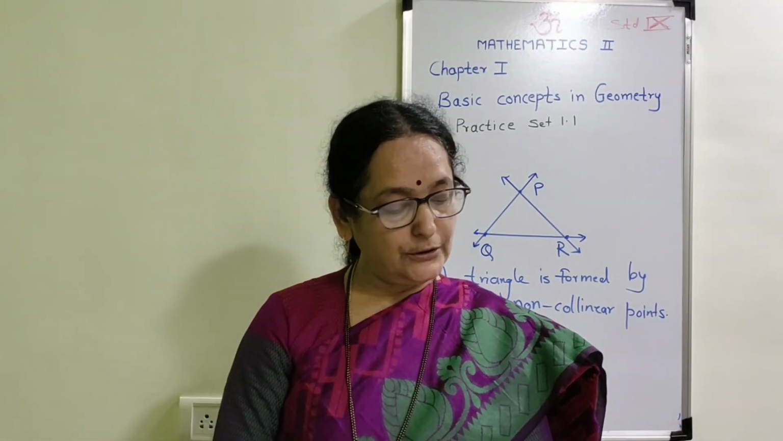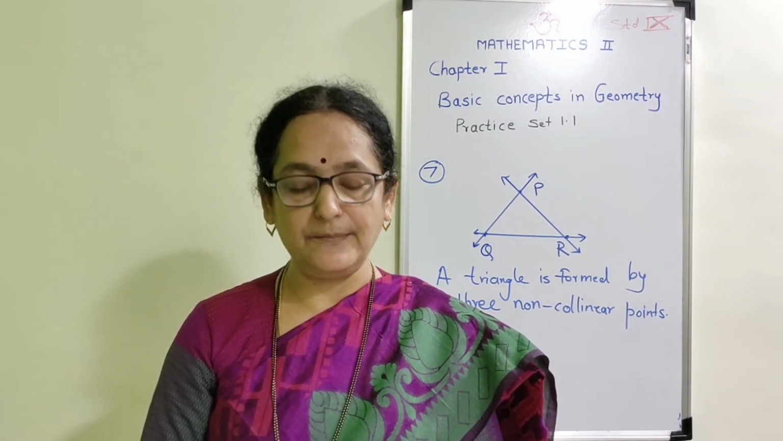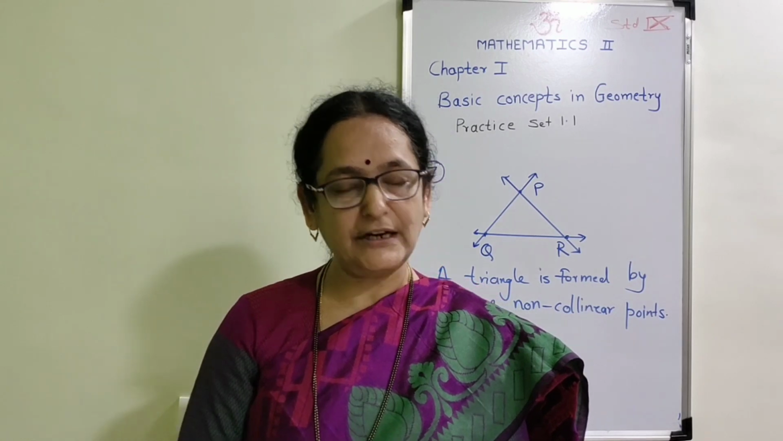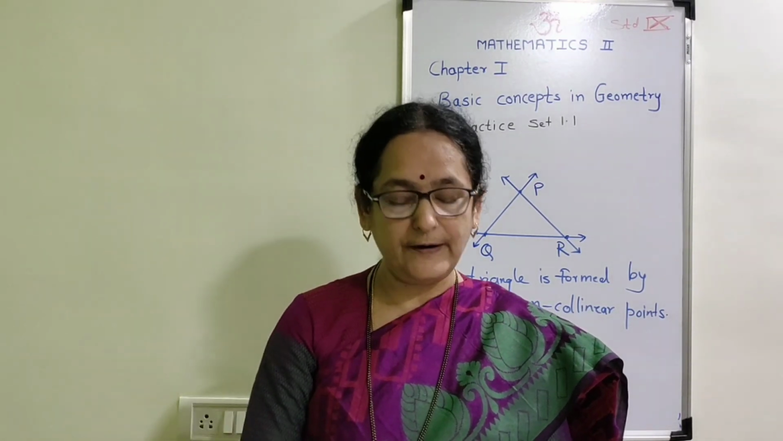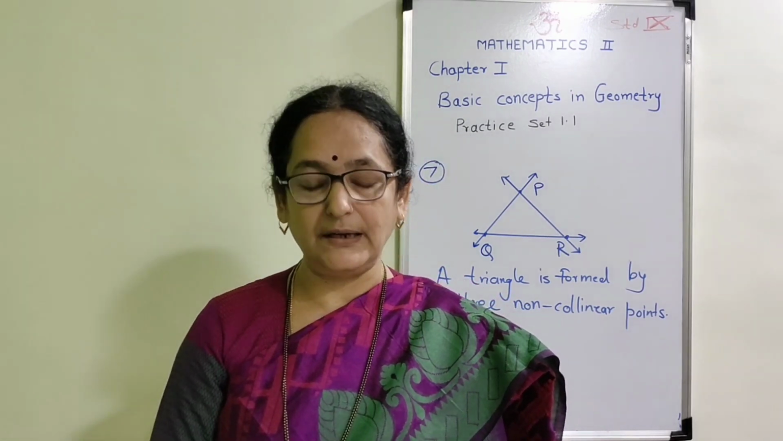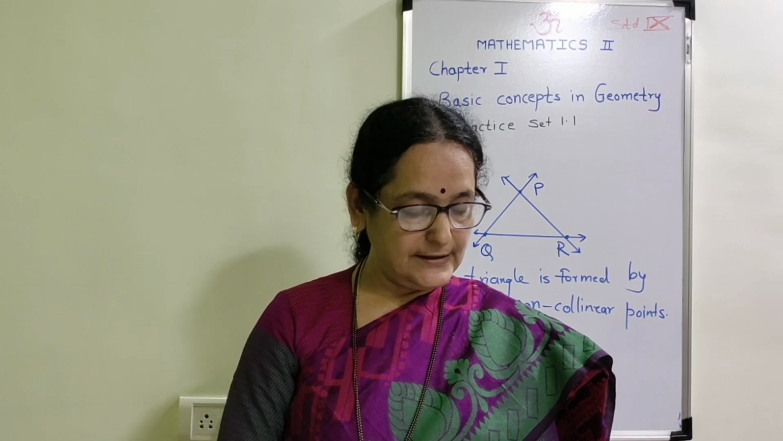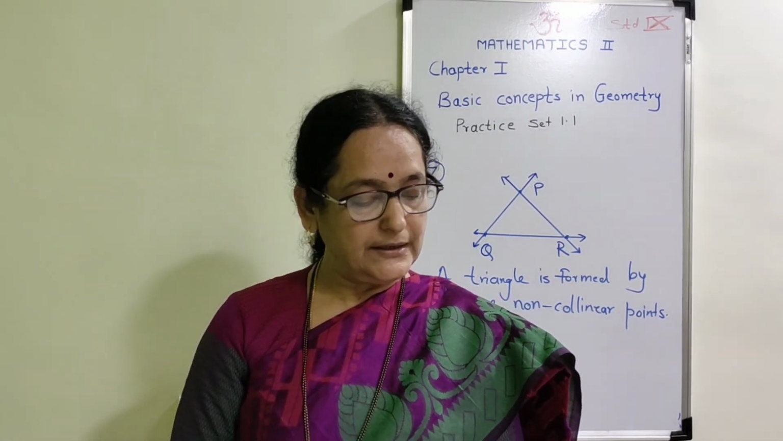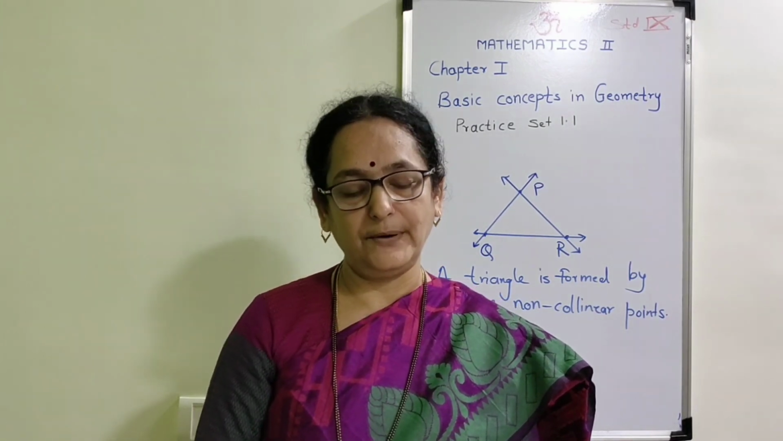Then, if the 2 points are not distinct, then the distance between them is 0. Then in brackets, they have given 2 statements. Remember this. The distance between 2 points is obtained by subtracting the smaller coordinate from the larger coordinate. Write this statement also, and the statement next to that. The distance between any 2 points is a non-negative real number.